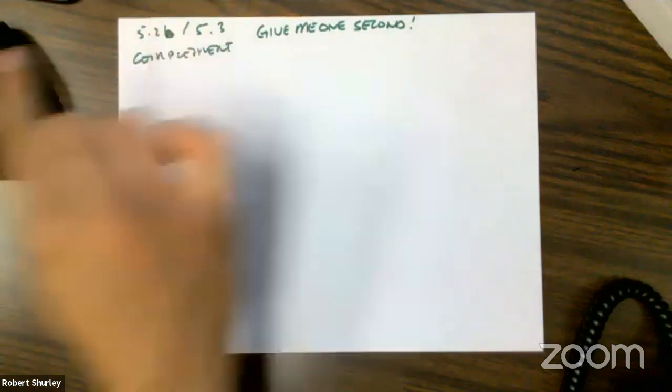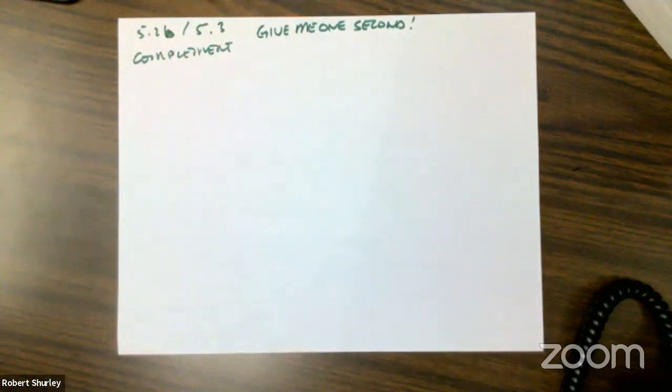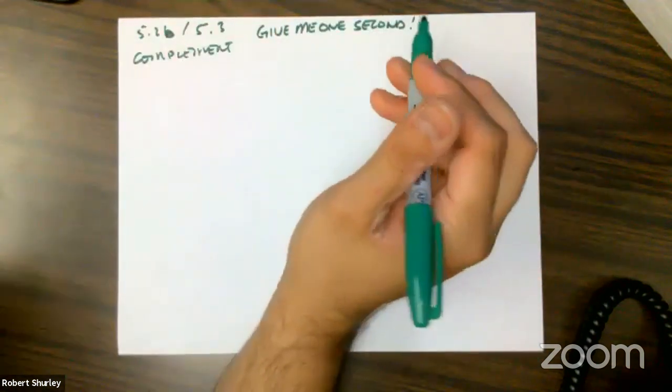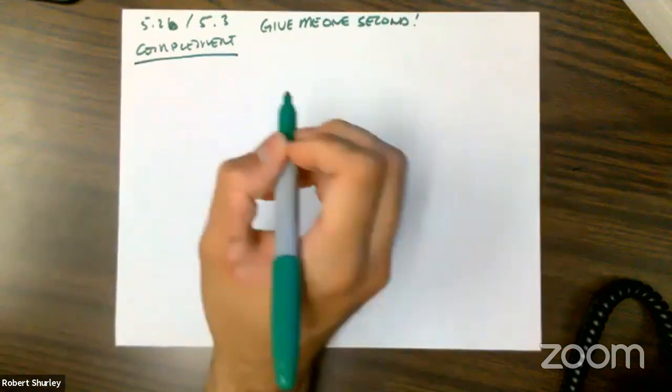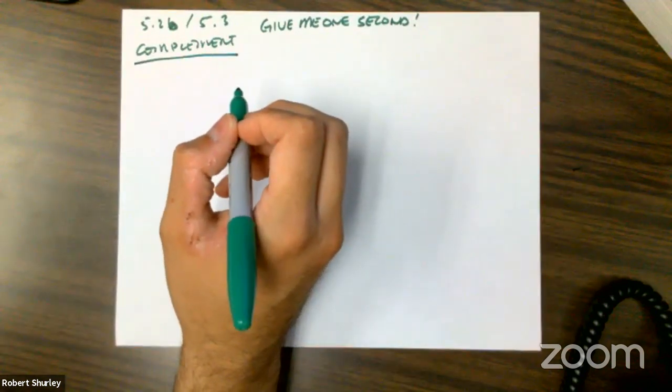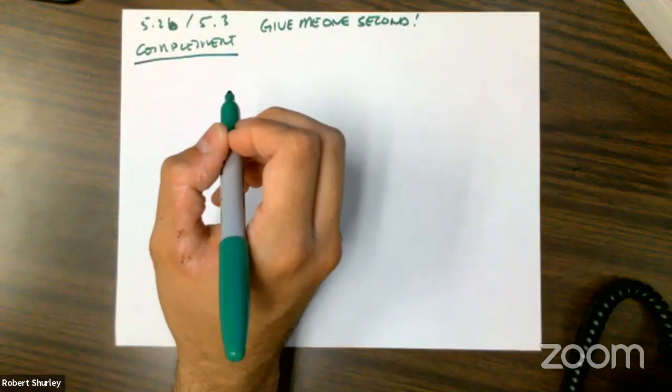We're going to go over 5.2b and 5.3. For 5.2, I believe we ended, I can't remember exactly, I should have looked at the video a little bit, but I'm going to start with the complement. And this is on the bottom of page 221.